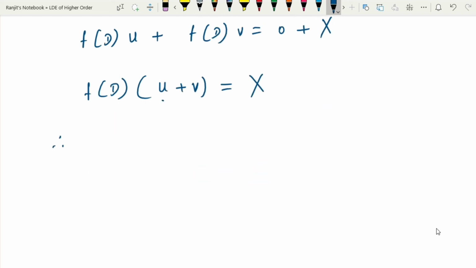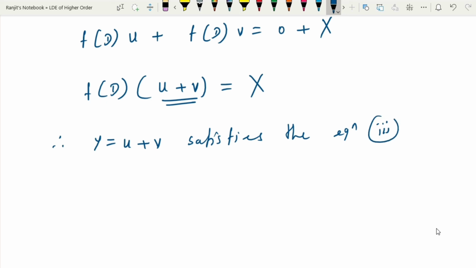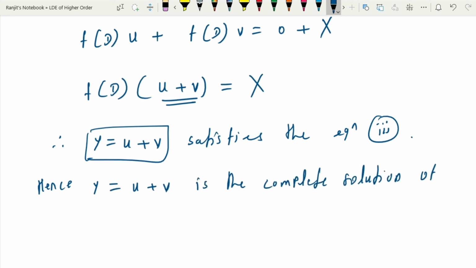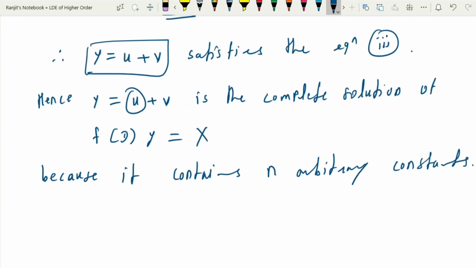Therefore this u plus v, which we denote by y, satisfies the non-homogeneous equation 3. Hence y equal to u plus v is the complete solution of the equation f(D) y = X. Yes, this u contains n arbitrary constants, therefore y also contains n arbitrary constants.